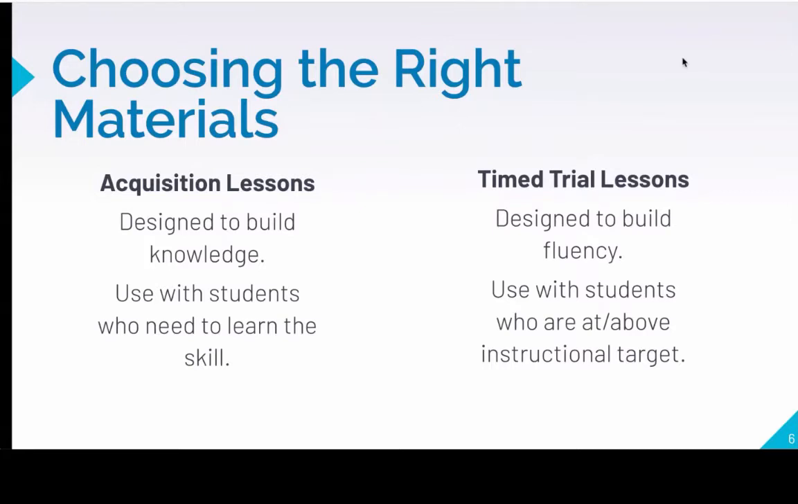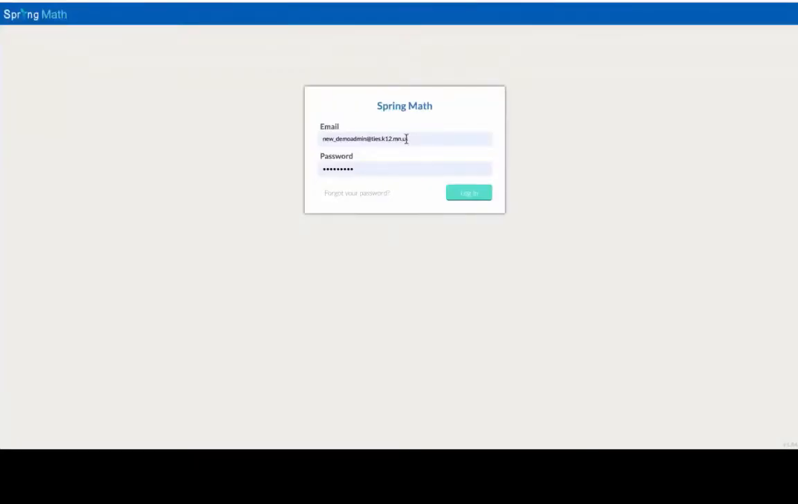If you decide we're going to review some past skills, your class has probably already mastered those skills. You just want to review them. I would suggest then a time trial. The time trial lessons, I'll show you where those are as well. Those just increase the fluency and accuracy. So those are great for skills that you've already done, or if your class is already at or above the instructional target. So to get to those, this is the part that you probably are curious about, right?